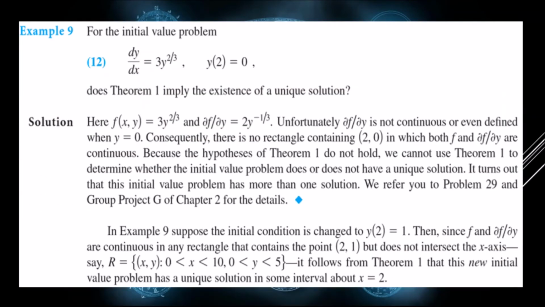Okay, we have example 9. For the initial value problem, dy over dx is equal to 3y raised to 2 thirds and y sub 2 equal to 0. Does Theorem 1 imply the existence of a unique solution?